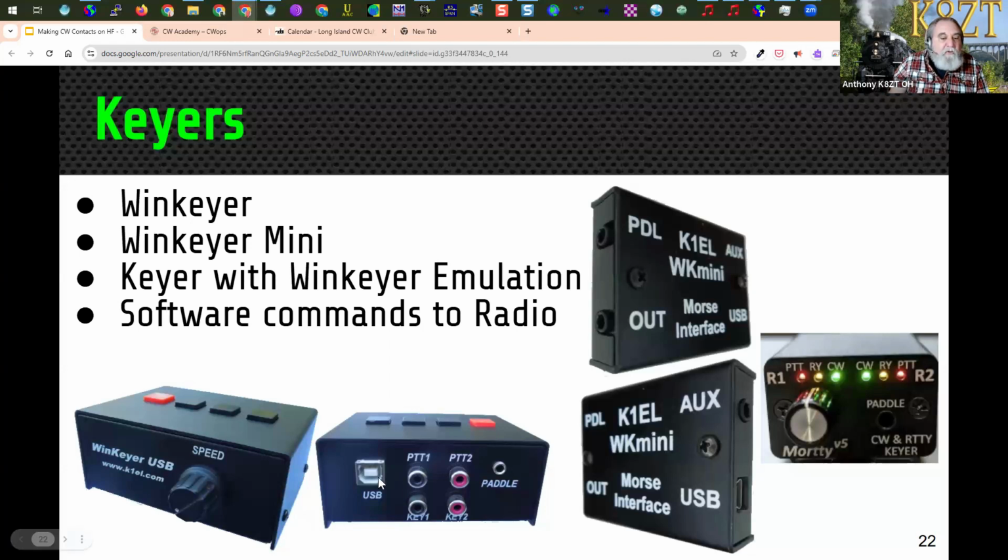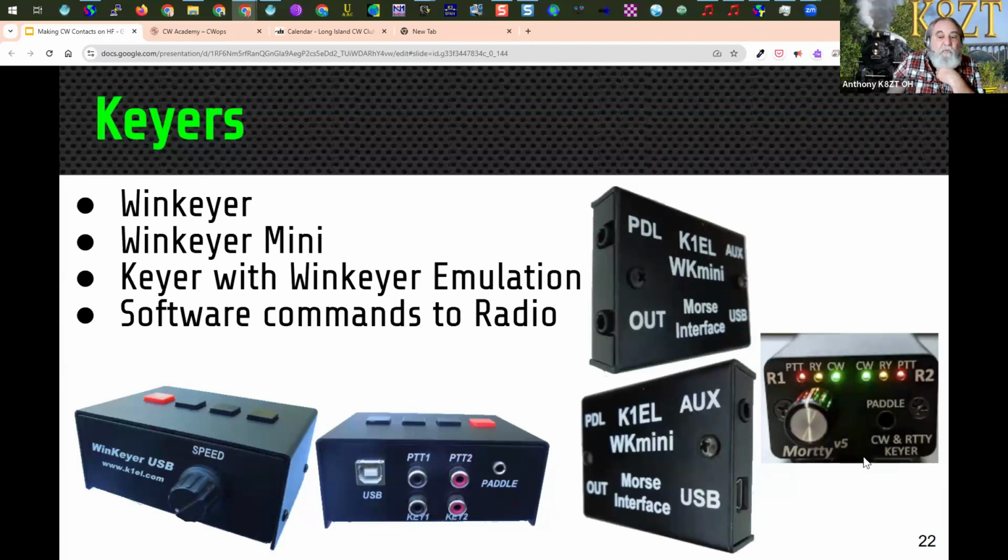You can buy a WinKeyer that you can plug paddles into, and it has 4 memories, speed adjustment. But if you just want one and you're not going to hook it up, you just want to use it to send from your N1MM or other logging software, the WinKeyer Mini simply hooks up with a USB cable to your computer. It has an output that goes to your radio. You can hook a paddle up if you want to, but there's no speed control or anything like that. And this is about $65.